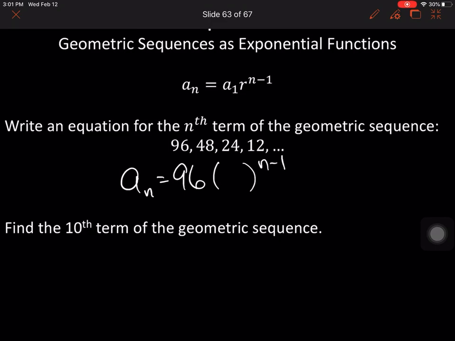So what number gets us from 96 to 48 to 24 to 12? It's easier to see once those numbers get a little smaller. It seems like we're using 1/2, right? So 96 times 1/2 is 48, times 1/2 is 24, times 1/2 is 12. So 1/2 is my ratio, my r. And so this would be my formula. And now if I'm trying to find the 10th term, now I've got a sub 10 equals 96 times 1/2 to the 10 minus 1 power.